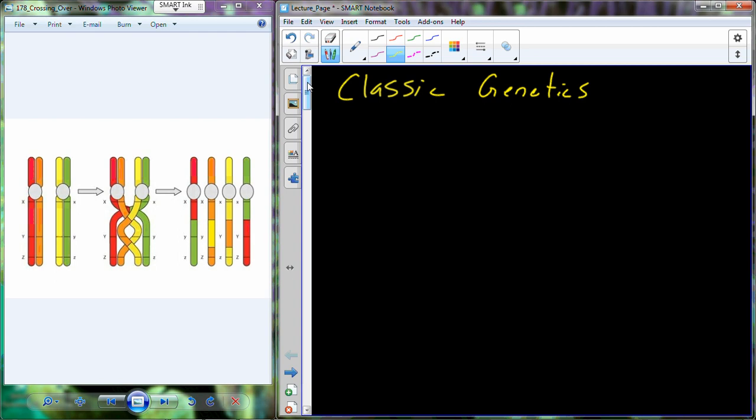If you want to label this something, you can call it classic genetics. Does anyone happen to know who the father of classic genetics is? He was around the same time as the person who discovered DNA, a contemporary. He was a Moravian monk, and experimented with peas. His friends would call him Greg. Yeah, Gregor Mendel.